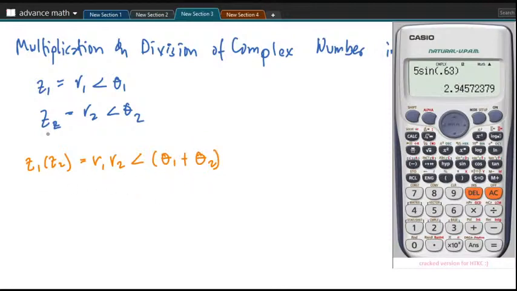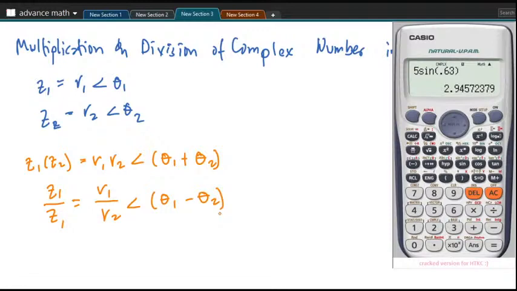If you are going to have this one in division, so z1 over z2 is equal to r sub 1 over r sub 2 angle theta sub 1 minus theta sub 2.